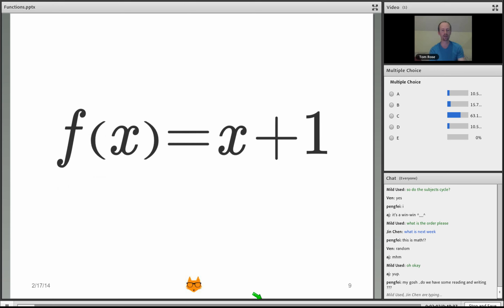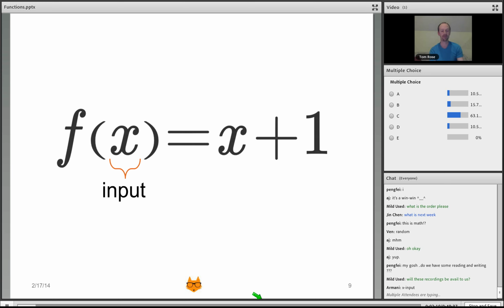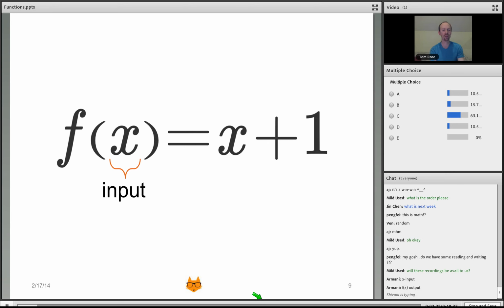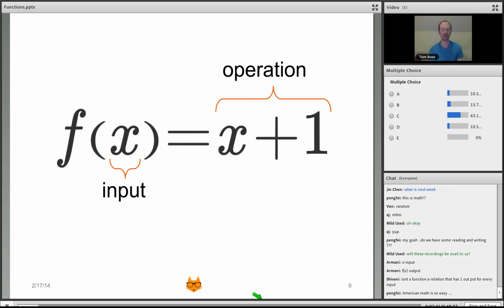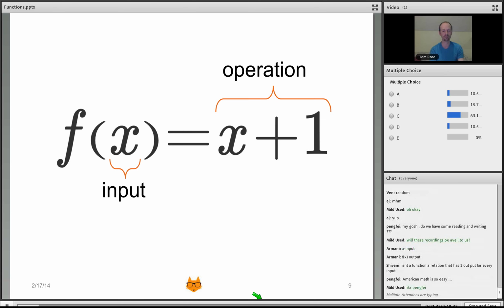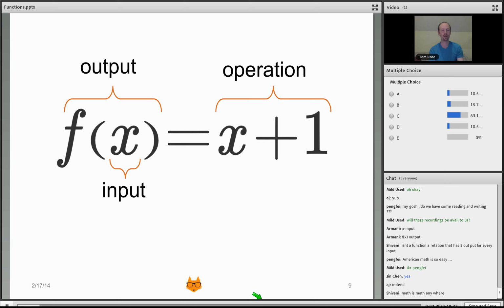So here's a function. This is a very simple function. And in here, you can see three components. The first component is what we're going to call the input. The input is the thing that you will be getting from somewhere that you will put into your function. I'm going to show examples of this in a moment, so it'll make a little bit more sense. Then whatever you get for your input, you're going to do some operation to it. In this particular case, the operation is take that thing and add one to it. And then you'll be given an output. In this case, the output is the function f.